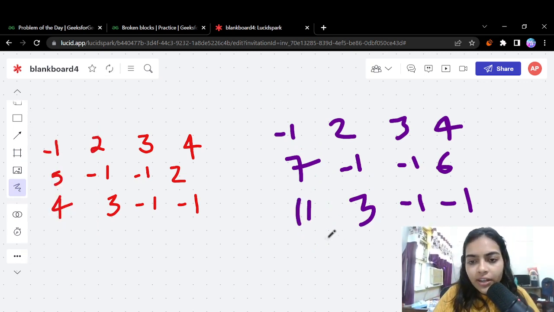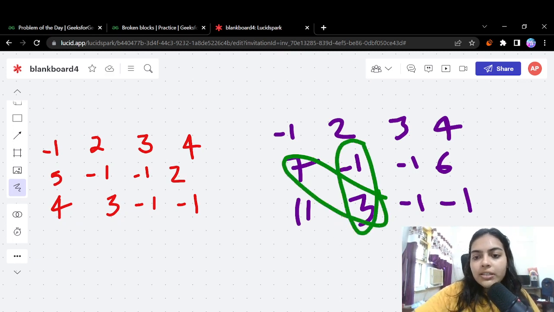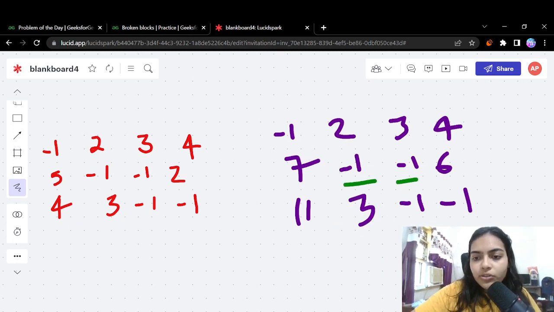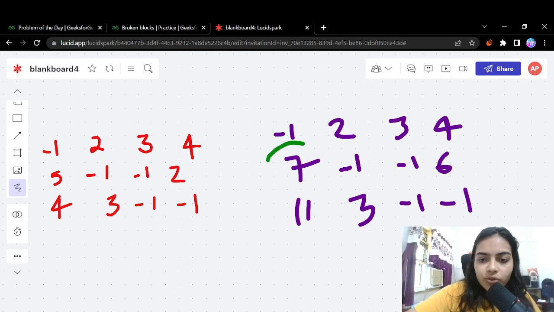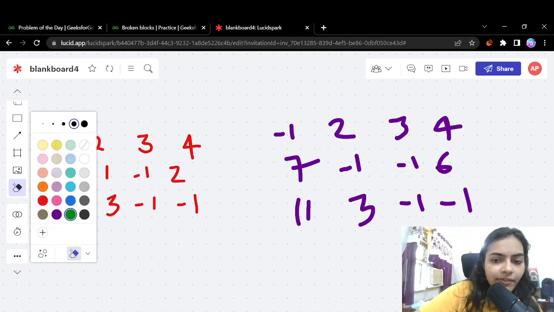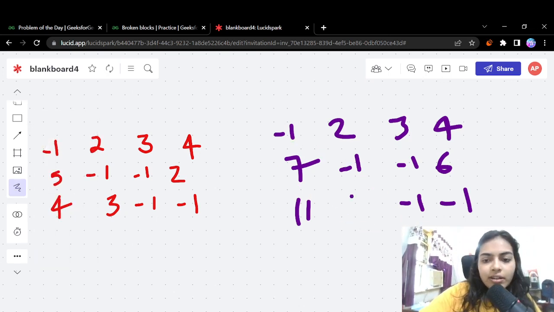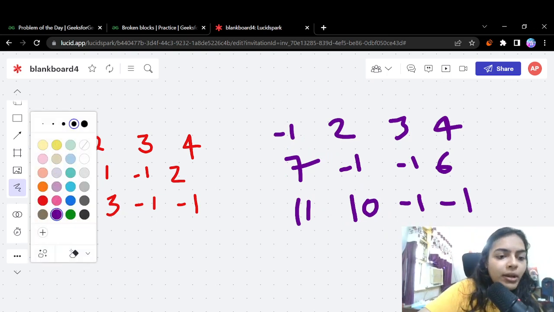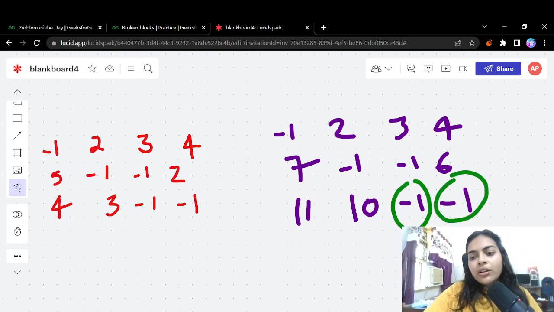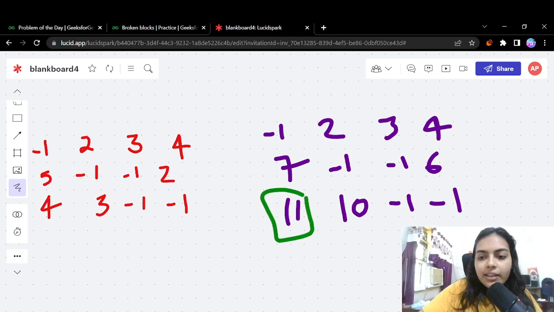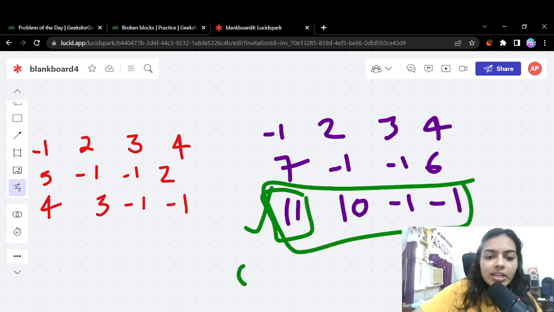Next box is 3. I have 3 possibilities, but 2 of them are -1, right? So these are not allowed, so I have just one possibility. 3 plus 7 will be 10, so I will just write 10. And the other 2 are -1, so other 2 are useless. Okay, that's it. My game has ended, and in this row the maximum is 11, so 11 is my answer.